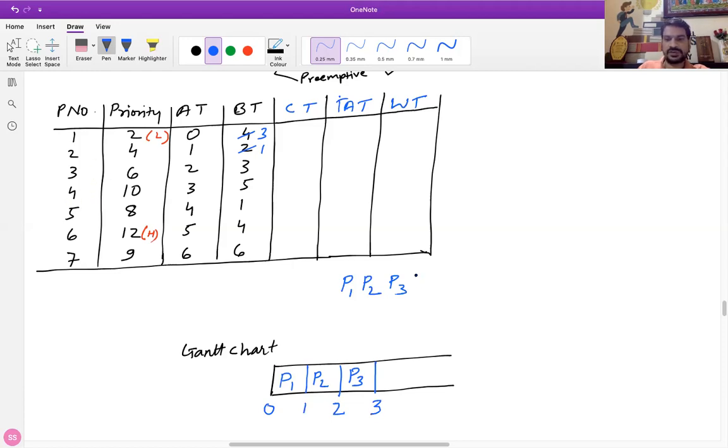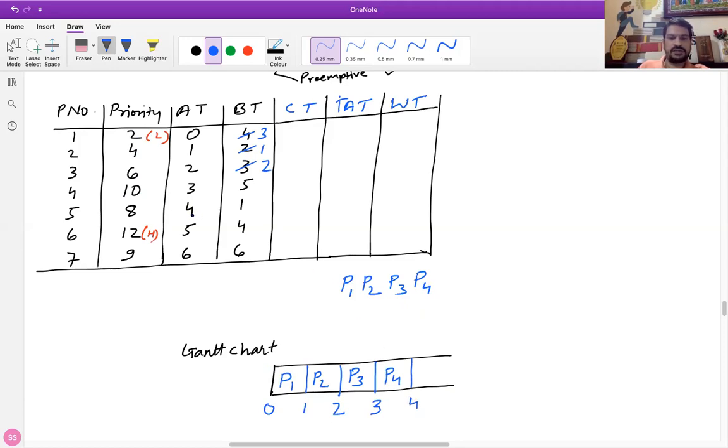Now at another 1 unit of time, at time T3, process 4 is coming. Let's talk about its priority. The priorities are 2, 4, 6, and 10. Because P4 has the highest priority, P4 will get the chance for execution. P3 has executed 1 burst time, so we'll say 2 burst time is left. Now P4 will execute another burst time, up to 4.